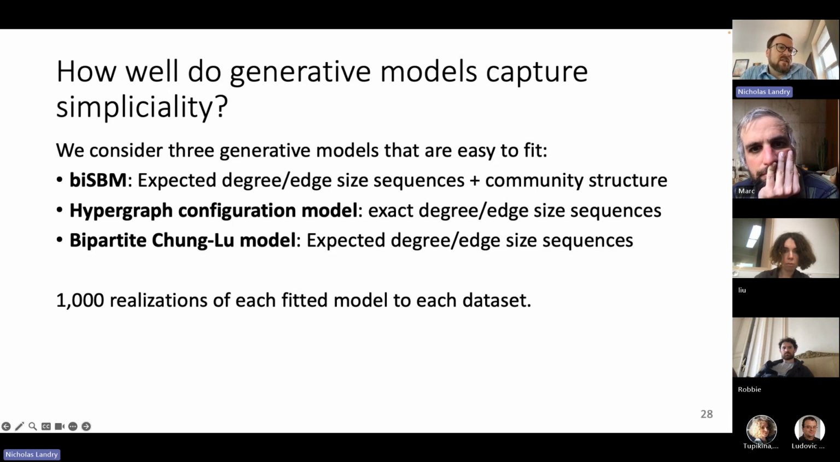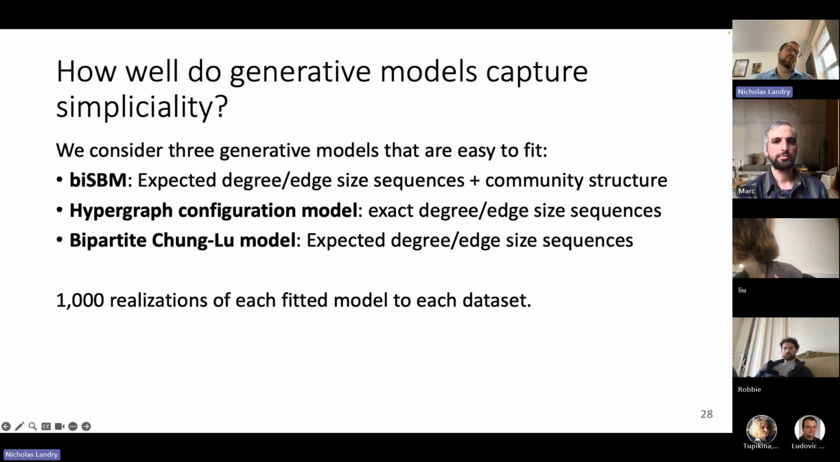So I argued at the beginning that generative models just fail to capture this property. We did not consider exhaustive examples of generative models, but we did consider generative models that researchers often use to fit empirical data sets. First, we looked at the bipartite SBM, which includes not only degree and edge size sequences, but also the community structure. Secondly, we looked at the configuration model, where we exactly match degree and edge size sequences. And thirdly, we have the bipartite Chung-Lu model, where we match degree and edge size in expectation.